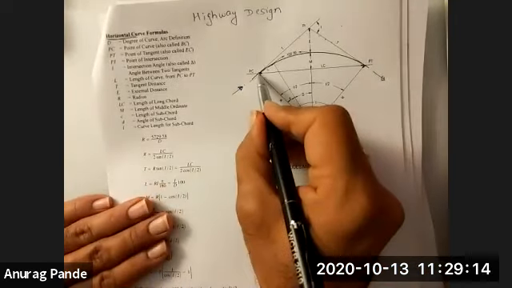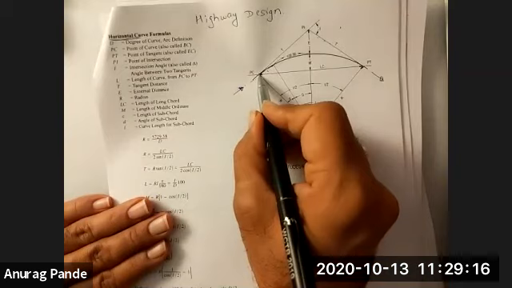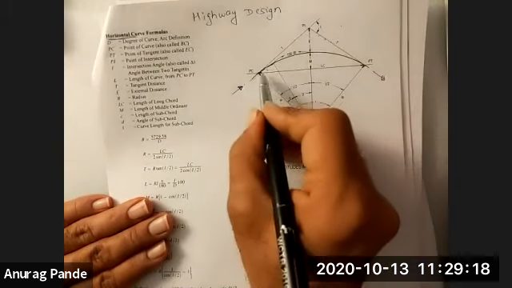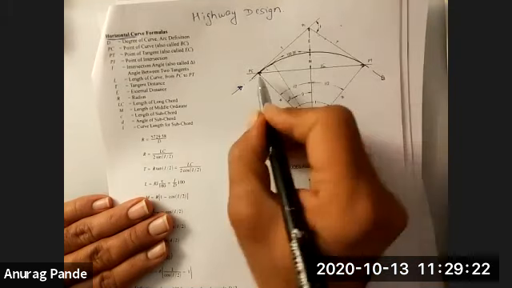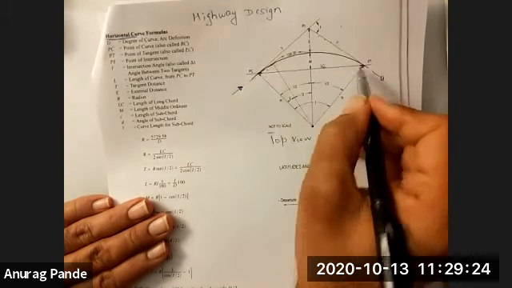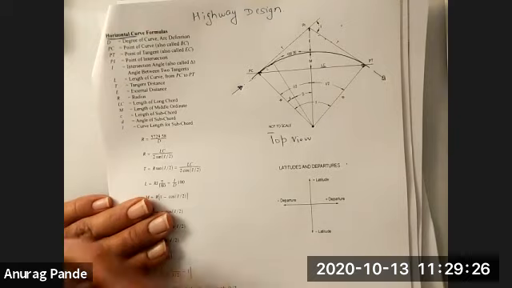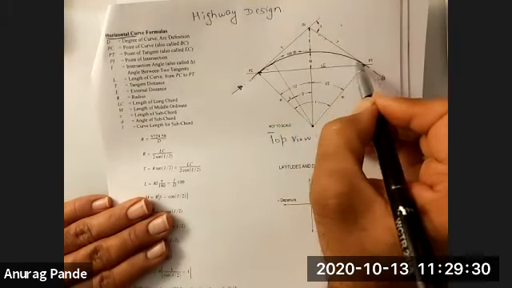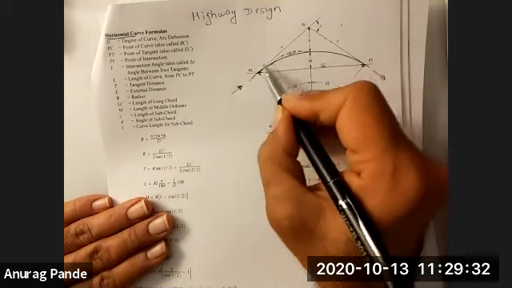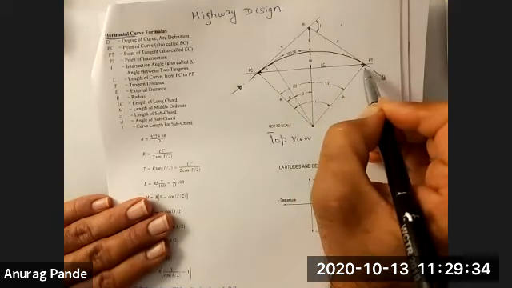So first of all, if you measure the straight line distance between PC and PT, this distance is called the chord length. It's called LC. This is the straight line distance between PC and PT. The length of the curve is defined as this arc length.